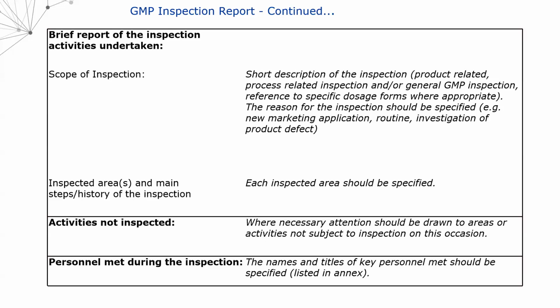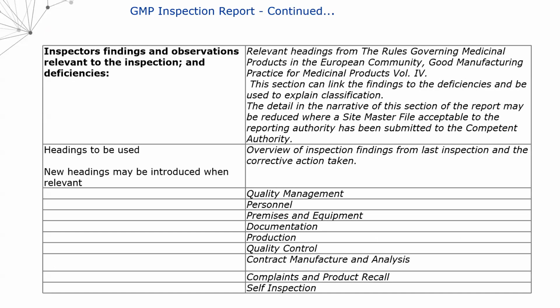Then personnel met during the inspection, names and who came, who explained what document, all the details will be captured in this section. And inspection findings and observations, which are relevant to the inspection, and what the deficiencies are, everything will be captured in this section. Then the headings used, and what new headings are introduced which are relevant, those kinds of details also will be captured in these reports.